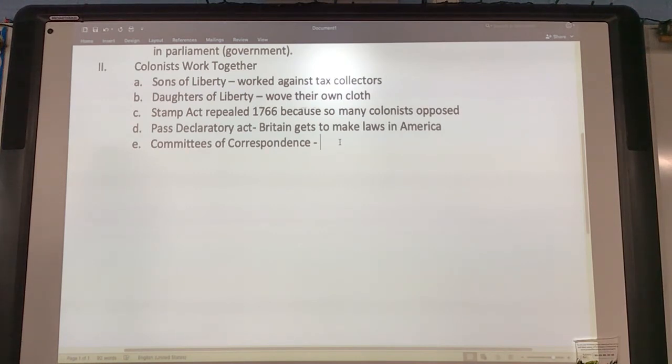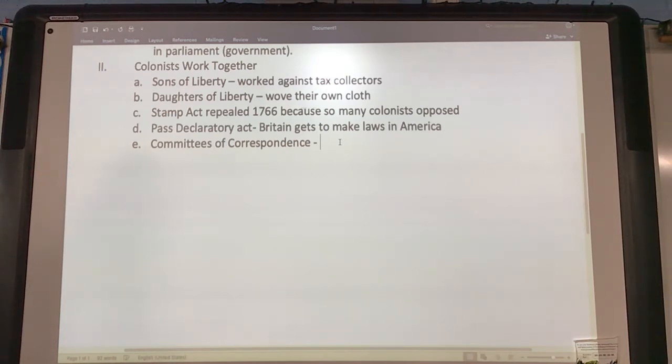Part of it, they want to protest, right? So they're going to work together to do these protests. The committees of correspondence. So if I'm corresponding to somebody, it means I'm having a conversation, right? I'm talking to them. What was the point of these groups?